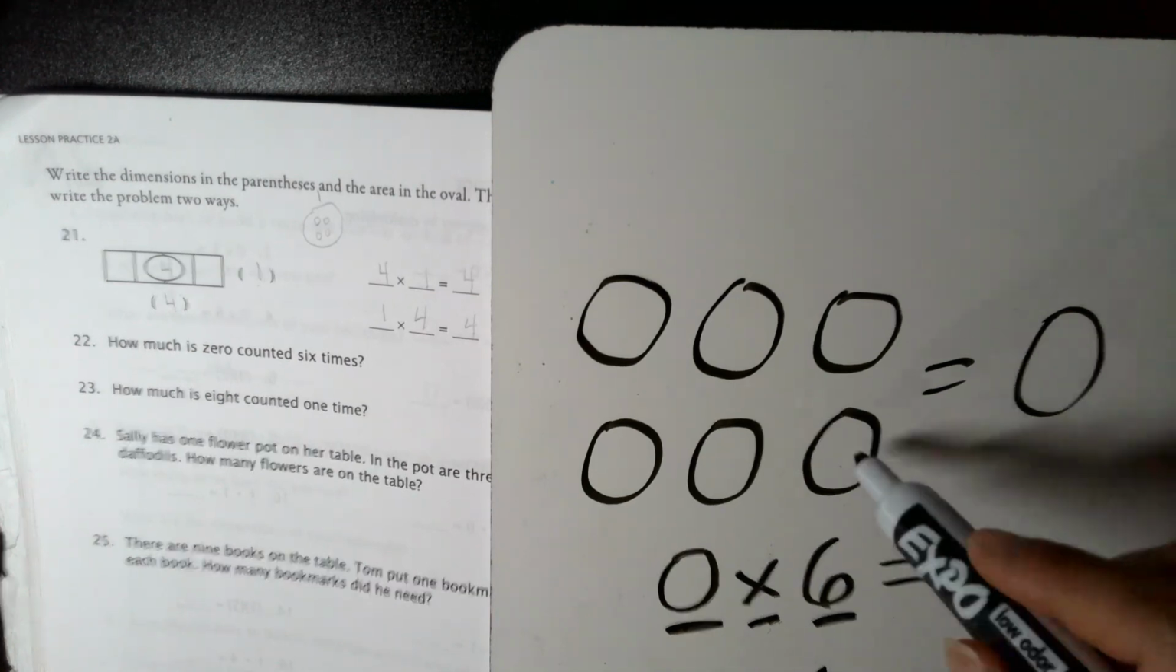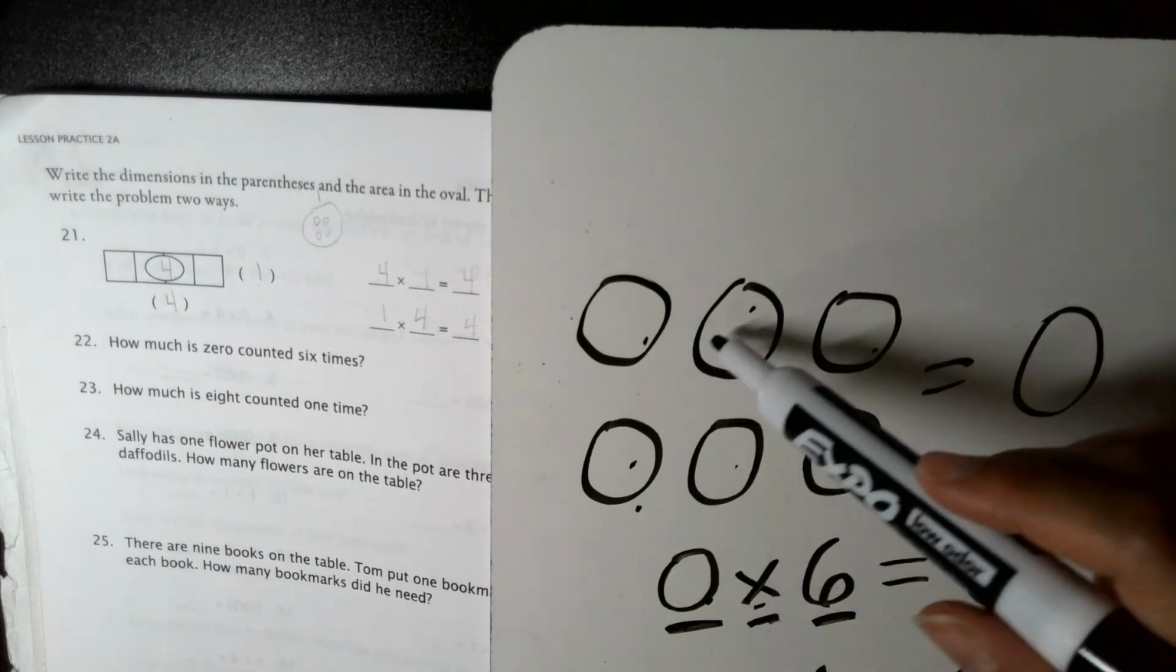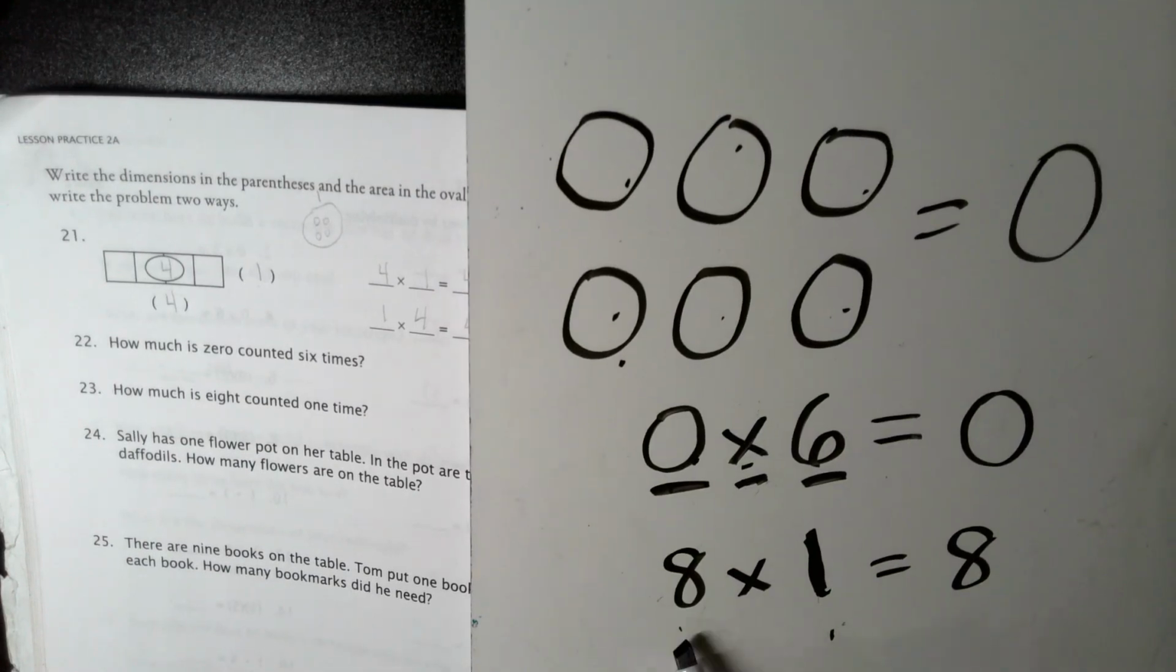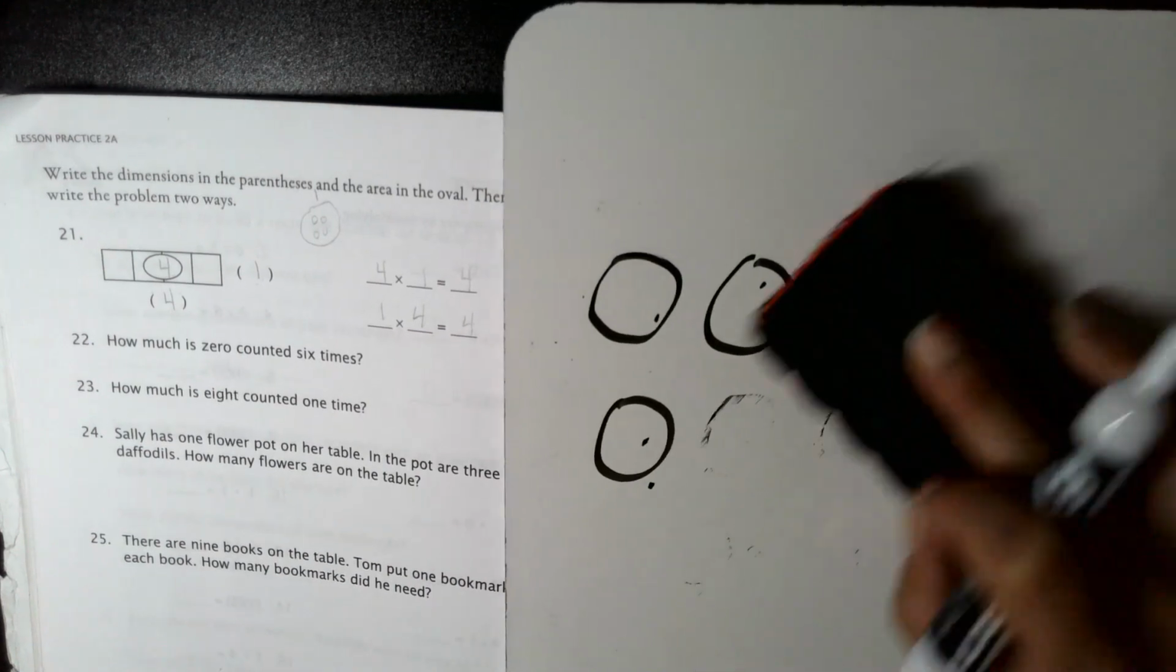Just like over here, we had the 6 groups because it was 0 counted 6 times. So it's just 0 groups of 6. And then the bottom one is 8 times 1. That's number 23 because 8 counted 1 time equals 8. So that's how you solve these. Okay. I'm going to go into 24.